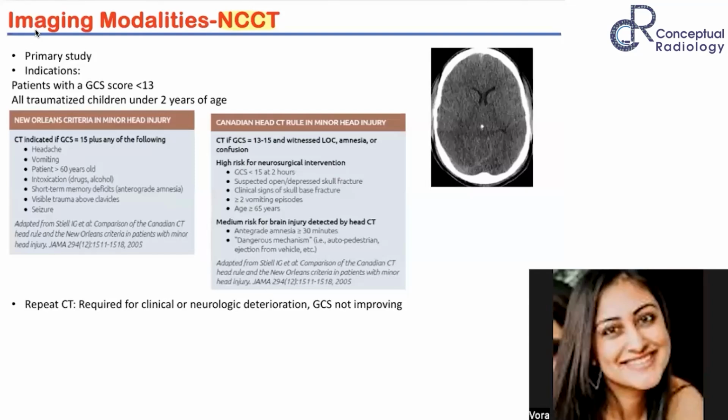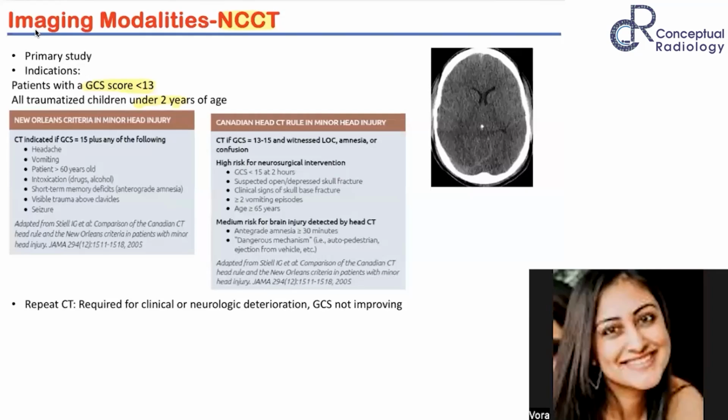So the indications: any patient who has a GCS less than 13. Anybody with a moderate or severe head injury is going to get a non-contrast CT. Any child under 2 years of age with head trauma will get a head CT. Then you need to be aware of these 2 criteria here. First is the New Orleans criteria, and then we have the Canadian head CT rule.